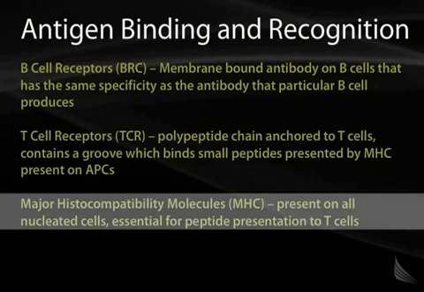Now, what's MHC? Major histocompatibility molecules. These are present on all nucleated cells, and it's essential for peptide presentation to T cells. Remember, in earlier sections we talked about what cells express MHC class 1 and what cells express MHC class 2. All nucleated cells present class 1. Antigen presenting cells, that is, macrophages, dendritic cells, and B cells, express class 2.